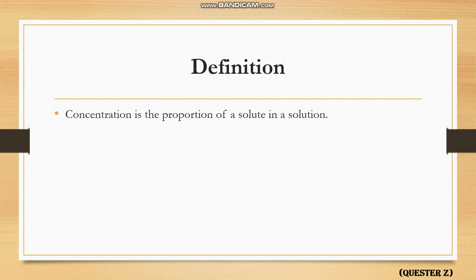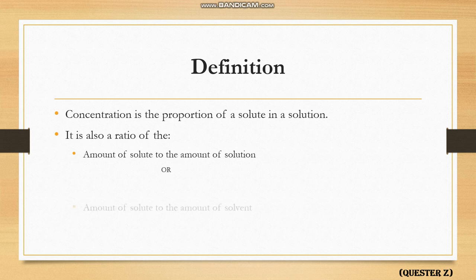If the concentration is more, then it is a concentrated solution, and if the solute is less than the required quantity, then it will be a dilute solution. So concentration is the proportion of solute in a solution. It is also a ratio of the amount of solute to the amount of solution, or the amount of solute to the amount of solvent, that is, how much solute we have added in the solvent.